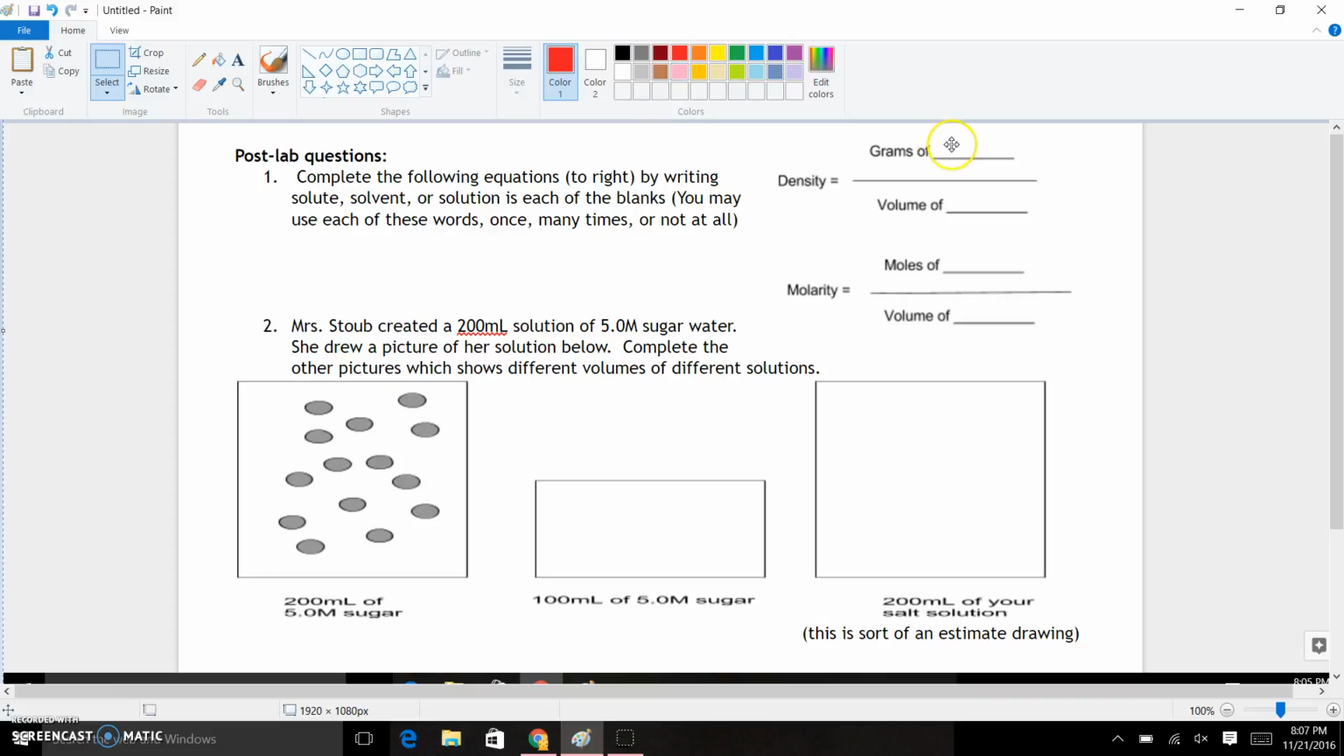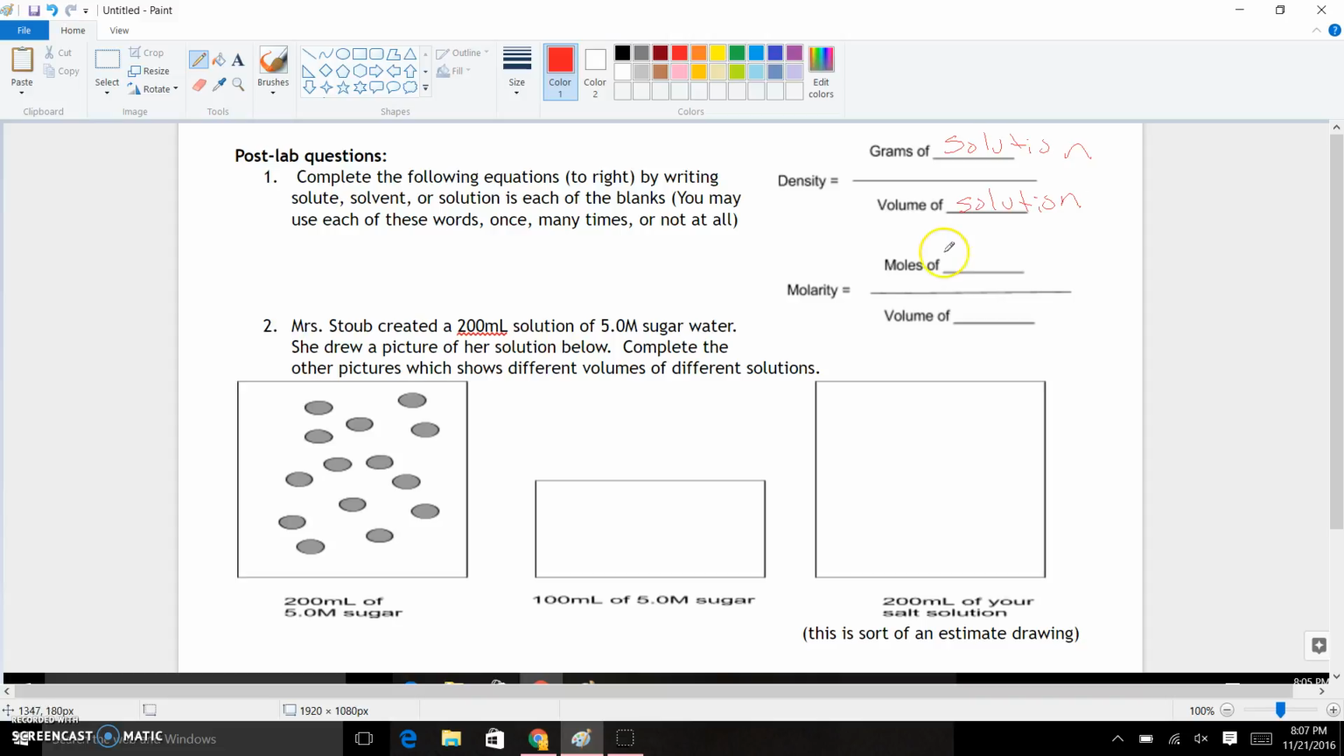Let's look at density. Density is the grams of the entire solution. If you take the volumetric flask of the solution and find the mass of that, you would take the mass of that on top divided by the volume of the entire solution. So it's the solution divided by solution. Or if you took the density of a block of wood, it'd be the mass of the block of wood divided by the volume of the block of wood. It's the block of wood on the top and the bottom.